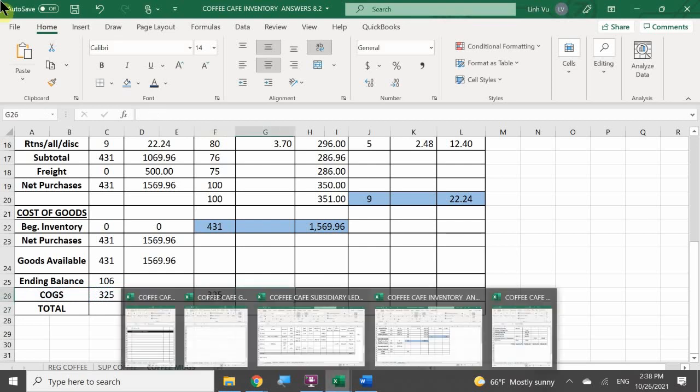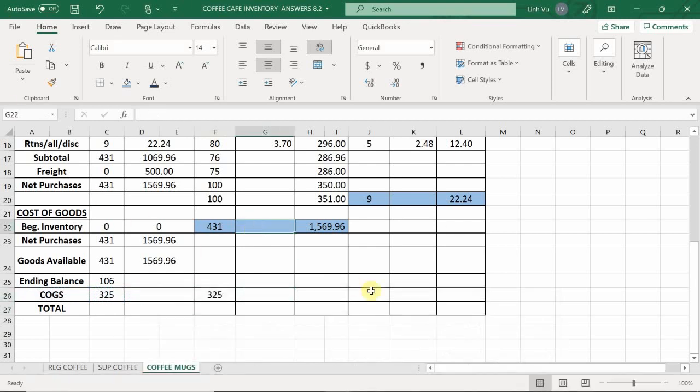So in this case, I need to solve for what the 325 items cost. If my goods available is 431 at 1569.96, what is my average cost per item here? Let me see, I did it before. Let me do it again.